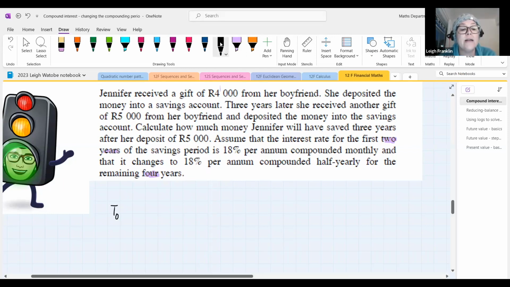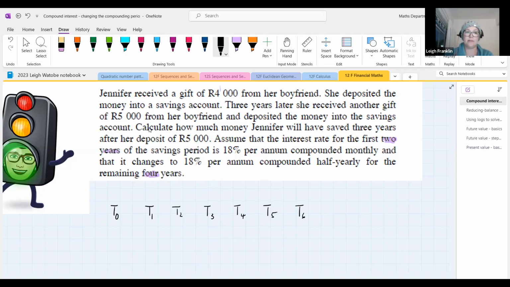So we can write it out like this: T0, T1, T2, T3, T4, T5, and T6. When money goes into the account, we make it a plus. So lucky Jennifer at T0 at the beginning, originally, she gets 4,000 Rand from her boyfriend. 3 years later, 1, 2, 3 years later, she receives another 5,000 Rand from her boyfriend.